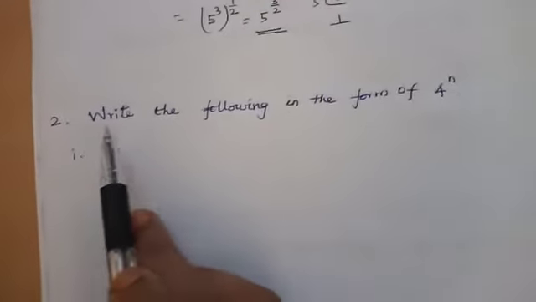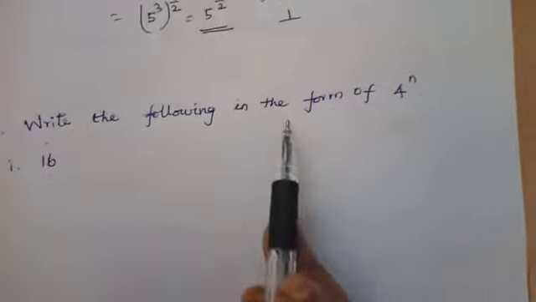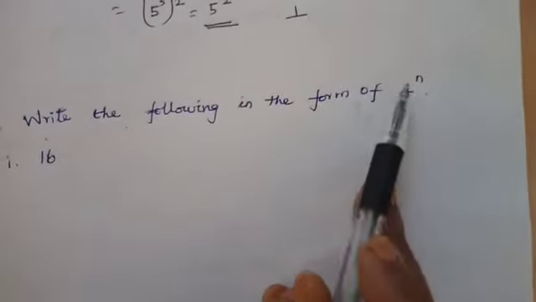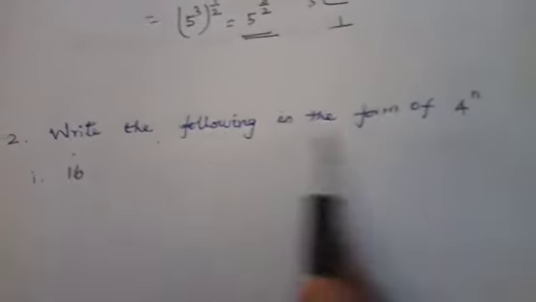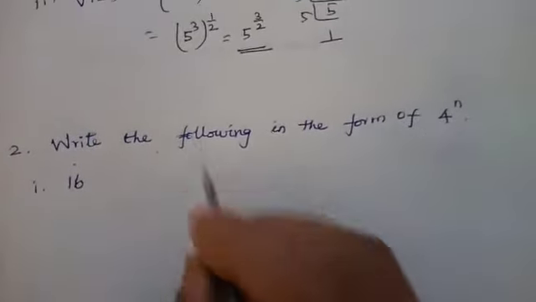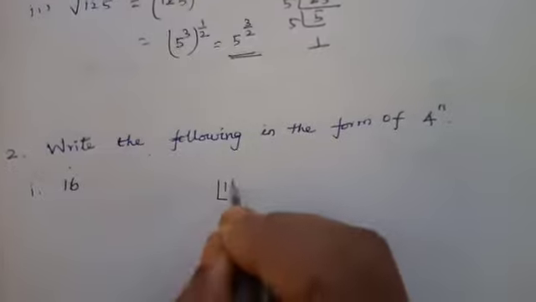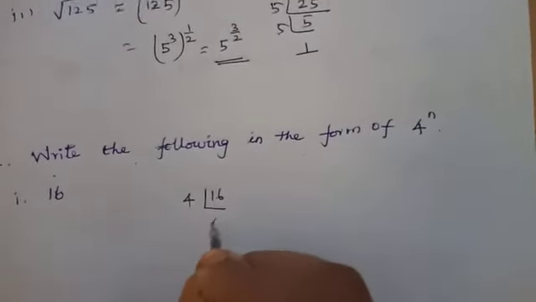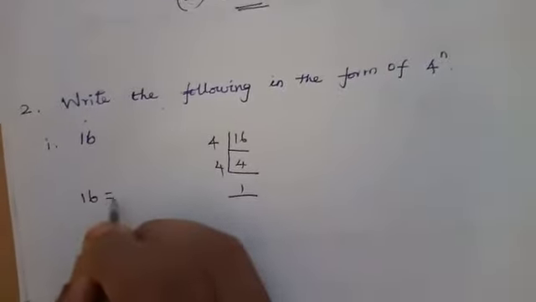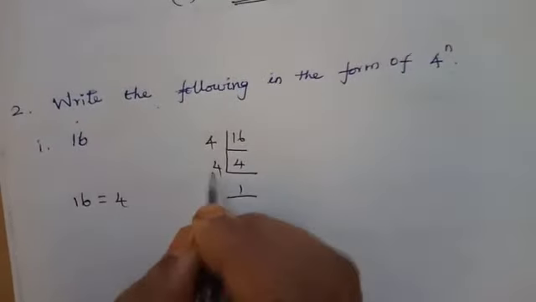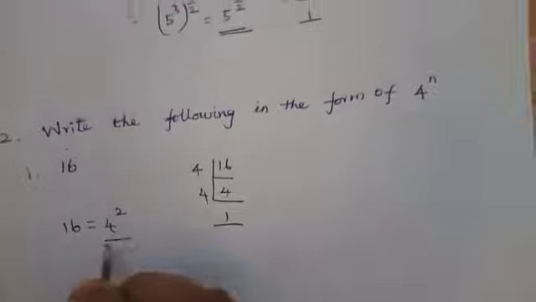Next, second question. Write the following in the form of 4 power n. So we take factors for 16. Use 4. Okay. So 16 means 4 4s are 16, 4 1s are 4. So 16 is equal to 1 2, so 4 power 2.